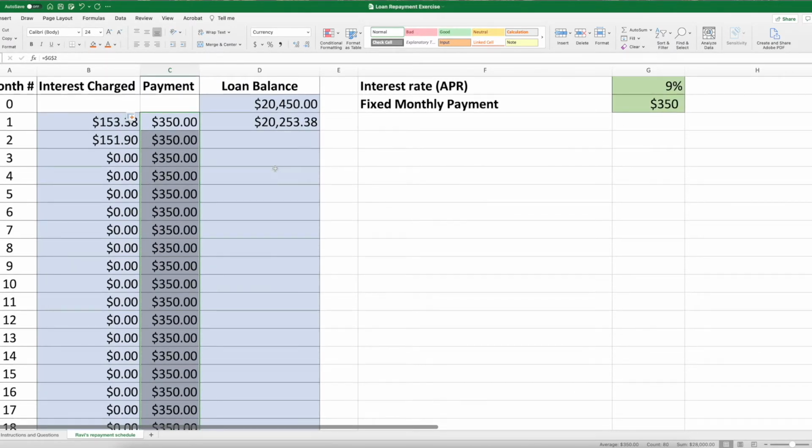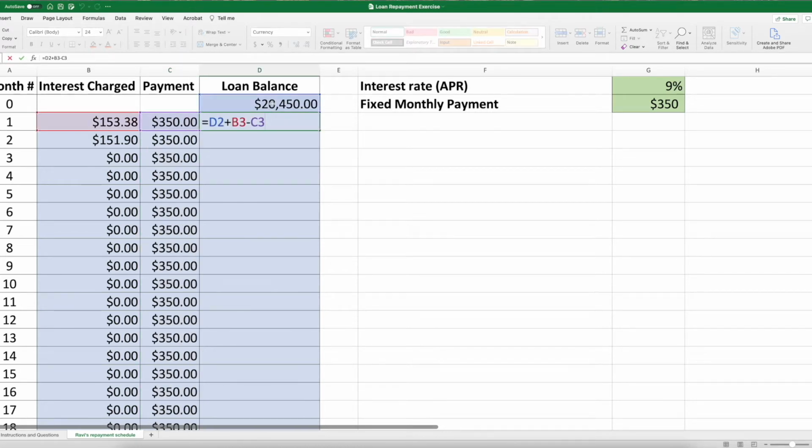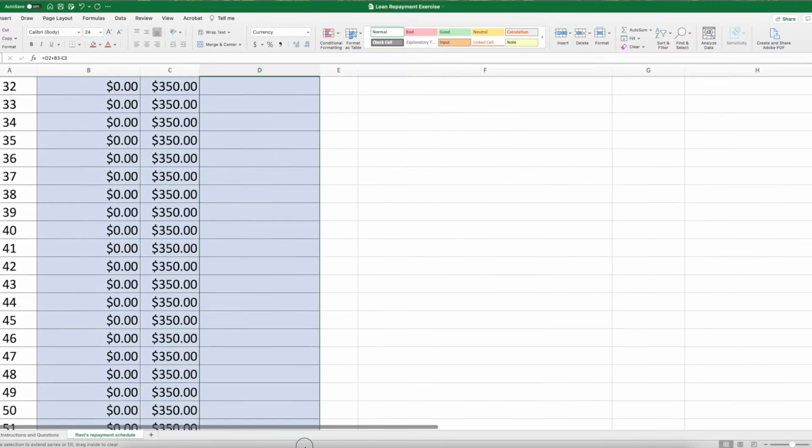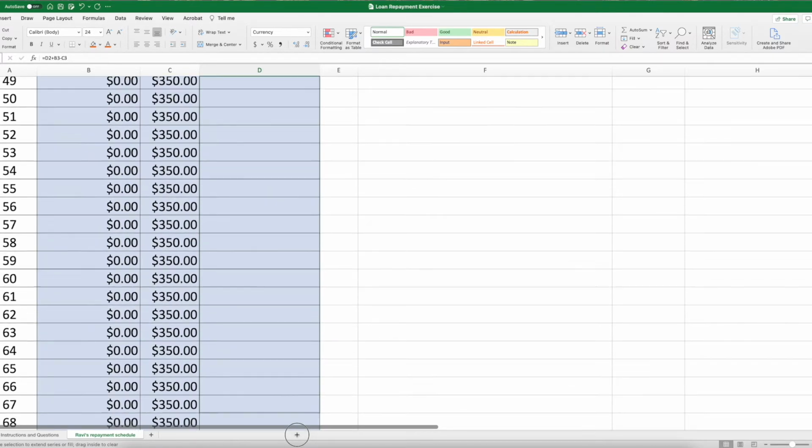Now what about the loan balance? Once again, the formula remains the same. You take the previous month's loan balance, add the interest charge, and subtract the payment. So that I can copy, and there is no value here that I want to remain fixed when I copy the formulas. So no changes are needed here. I simply copy it all the way down.